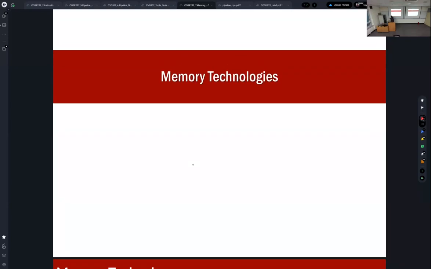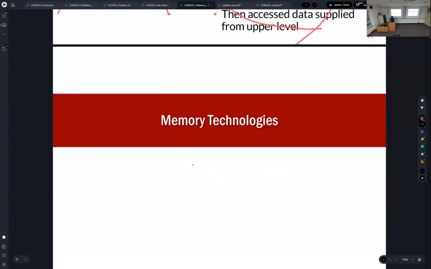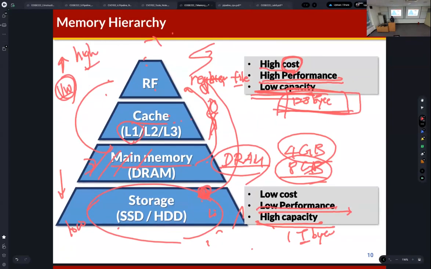Okay, so let's learn about the various memory technologies. Why? Because I mentioned that the different levels of the memory hierarchy use different memory technologies. I mentioned that one is expensive, but another is cheap. So it means that the memory technologies are different.